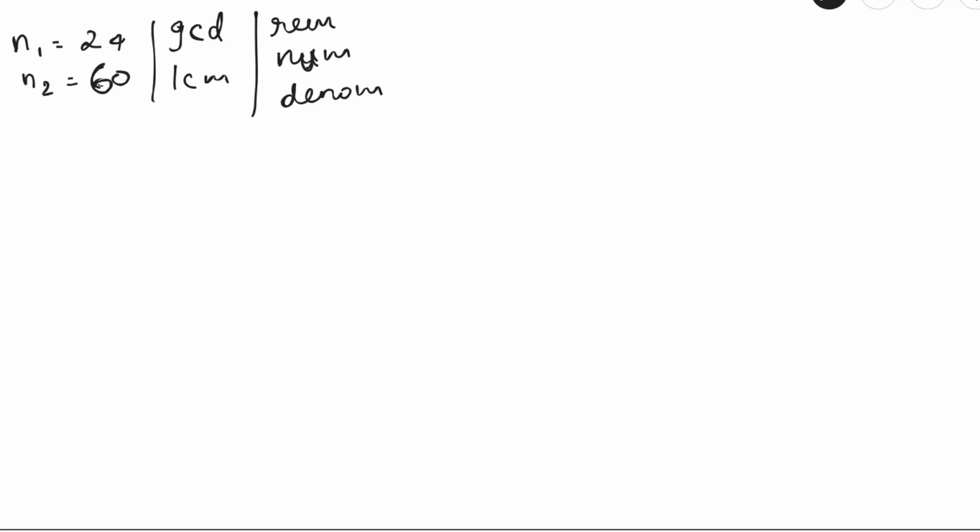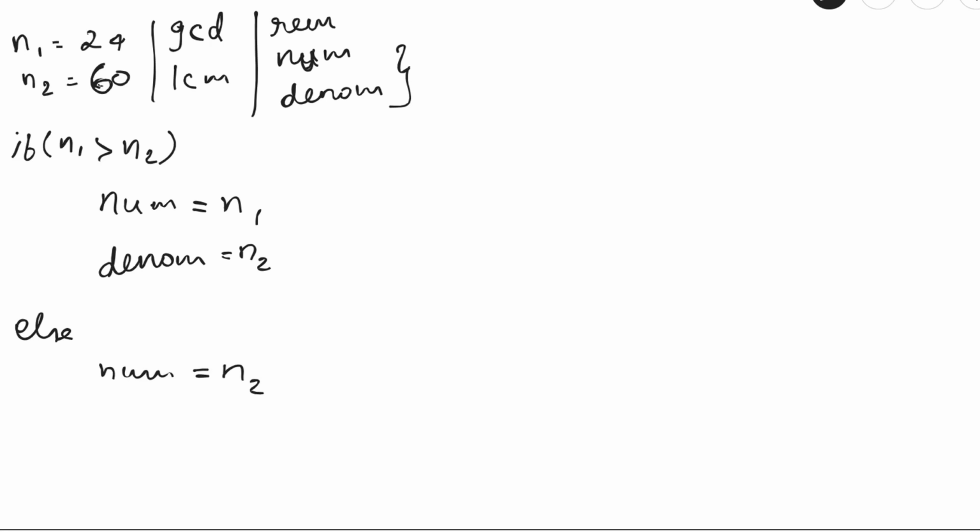So these are the variables which we will be using in this program. N1 and N2, we are going to assign those values, and GCD and LCM for storing those respective values. REM is the remainder for checking if there exists any remainder, and for numerator and denominator we have two variables. First of all, we need to assign which is the numerator and which is the denominator from these two values. For that, we need one if condition. If n1 is greater than n2, the numerator will be n1, because the highest value goes in the numerator and the lowest value in the denominator. Else the numerator will be n2 and the denominator will be n1.